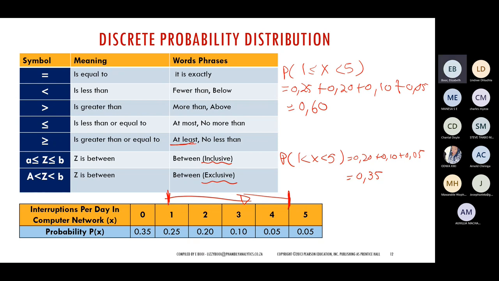And it can be vice versa as well. It can be inclusive of 5, but not inclusive of 1. So you also need to do the same. When it's exclusive of 1, it doesn't start at 1, but it's any value bigger than 1, and any value less than or equal to 5. So it's all of these values: 0.20 plus 0.10 plus 0.05 plus 0.05, which equals 0.40.